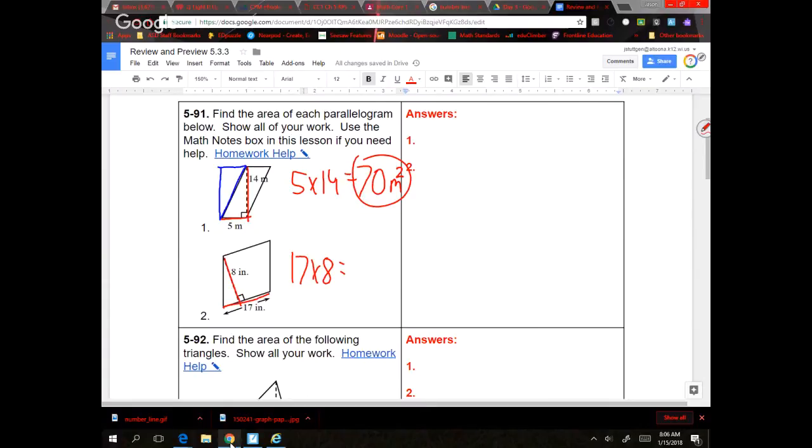Next one, even though it's slanted, the base is 17 and the height is 8. And remember that height must come down and form a 90-degree angle with the base in order for it to be the height. 17 groups of 8 is 136 inches squared. That's the first problem.